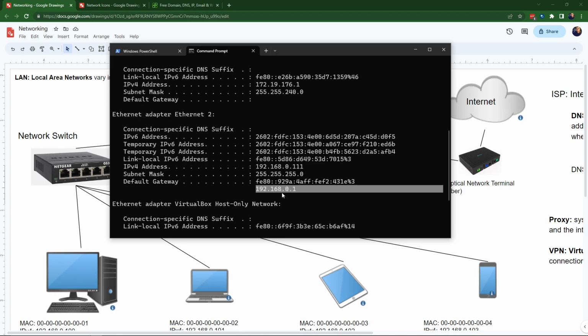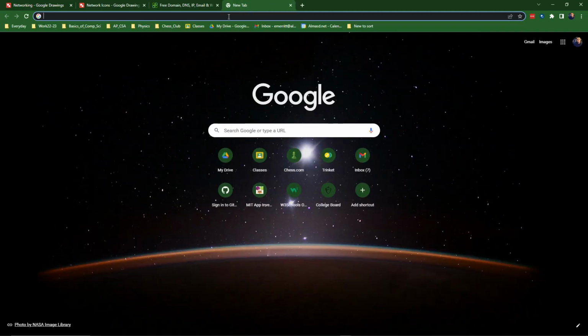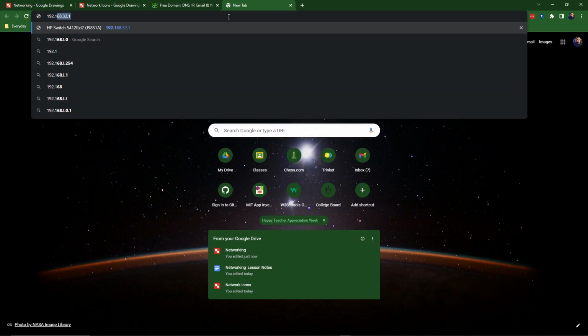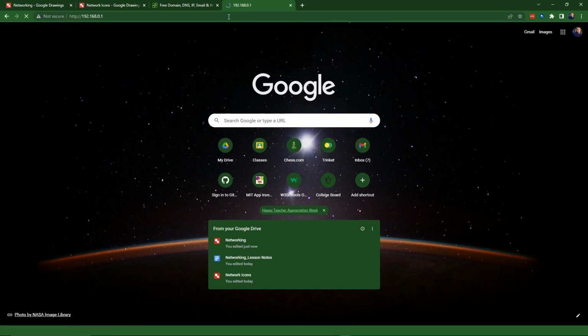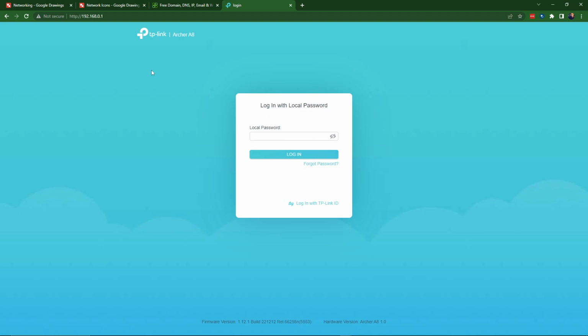So if I take that 192.168.0.1 and I were to type it up here, 192.168.0.1, it actually connects me to my router. So I have a router at my house, and it's a TP-Link Archer 8, right? And it would ask me to log in, and I could do all kinds of stuff with that. So I connected straight to my router, and I didn't type in what we typically think of as a .com or .org or .edu address. I just typed in the IP address, and it took me there.